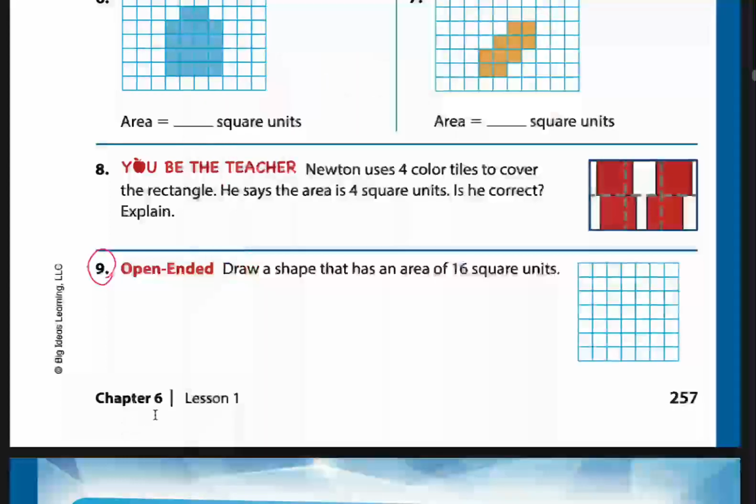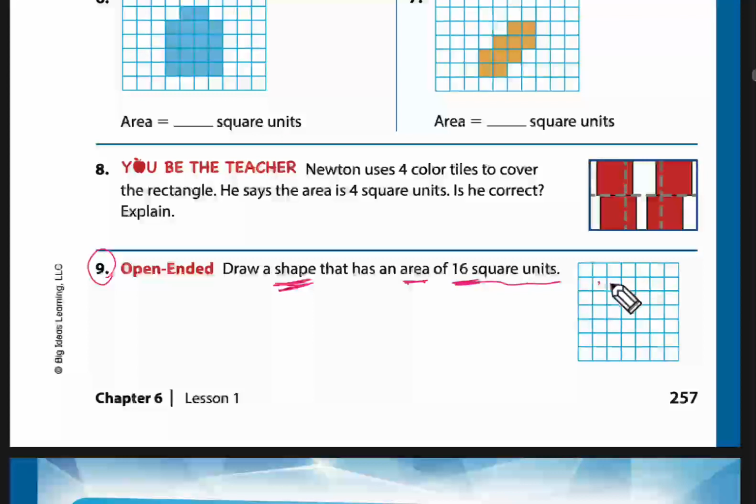Okay, let's see the question. The question says, draw a shape. My heroes, the shapes are square, rectangle, or like these shapes at the top here. Look, these all are shapes. And what do you need to do? You need to draw a shape that has an area of 16 square units. So you should draw a shape that covers 16 squares. You may do it in more than one way, so we may have more than one answer, correct? I will do one of them. Let's do it.